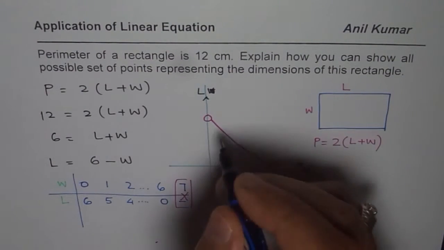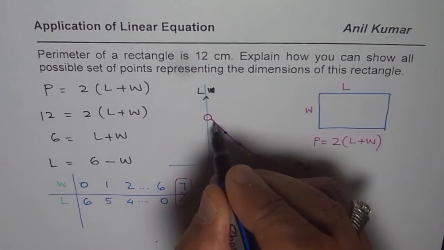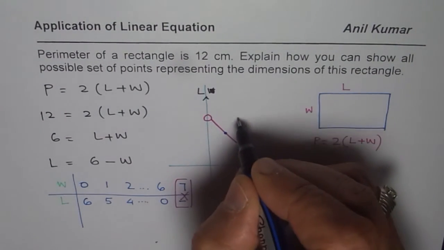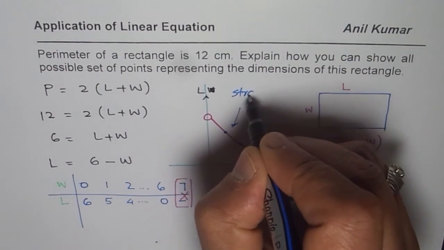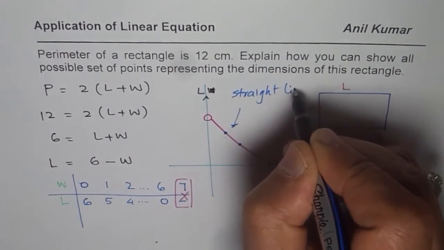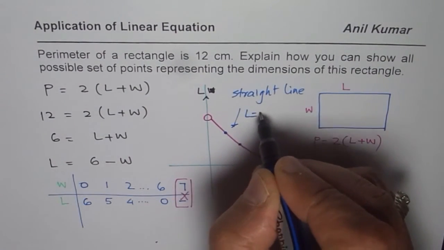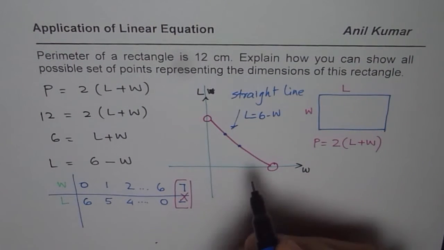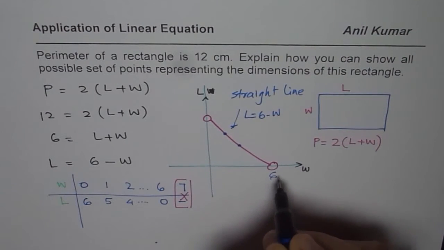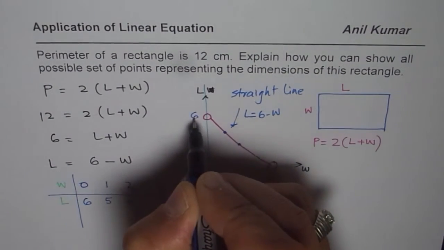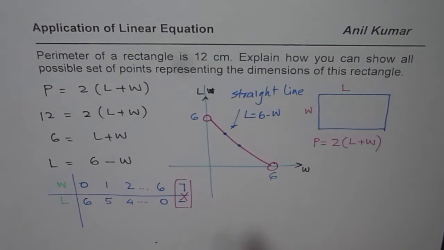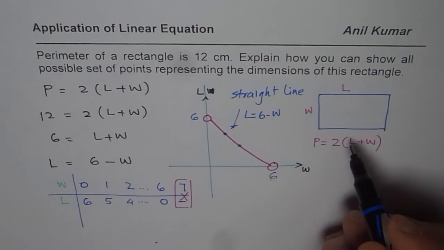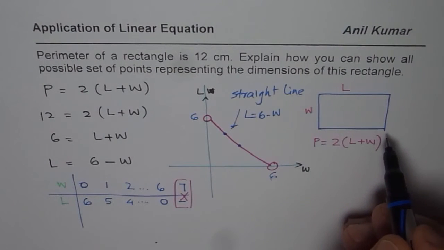So any point on this straight line, and this is our straight line, okay? It doesn't look like it, but it is. A straight line whose equation is L equals 6 minus W, right? That line represents the set of points which could be dimensions of this rectangle. On this line, the x-intercept is 6, and the y-intercept is also 6. But these 2 points are not included, since the rectangle has to have some dimensions, right?